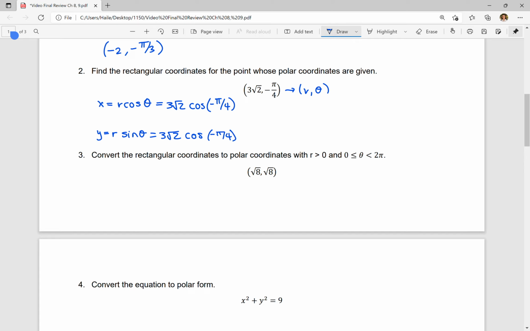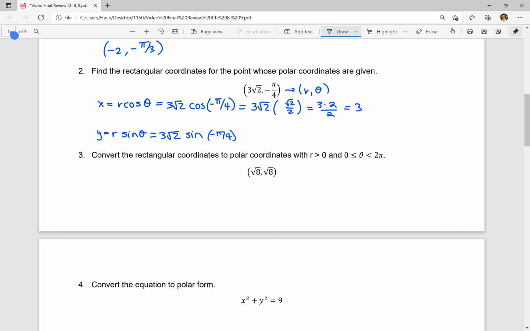And then from your unit circle, the cosine of negative pi over 4 is square root of 2 over 2. So we're going to sub that in. So we have 3 times the square root of 2 times square root of 2 divided by 2. Oh, sorry, this one should be positive. So if we multiply that, we have 3 times 2 divided by 2, which is just 3.